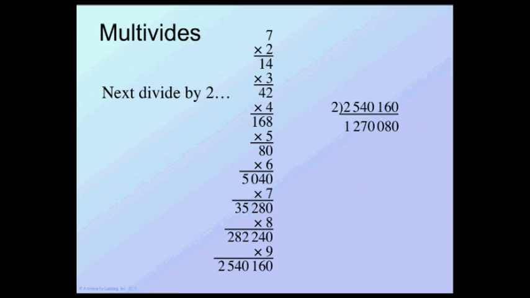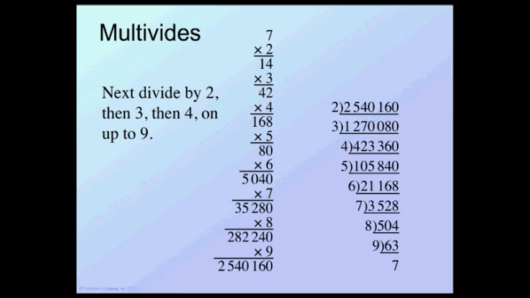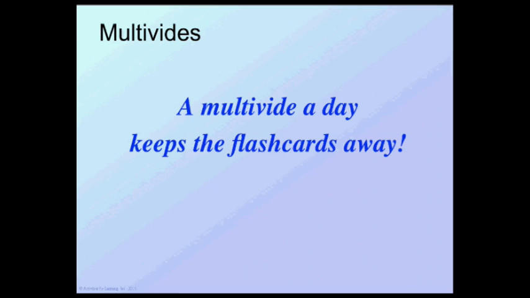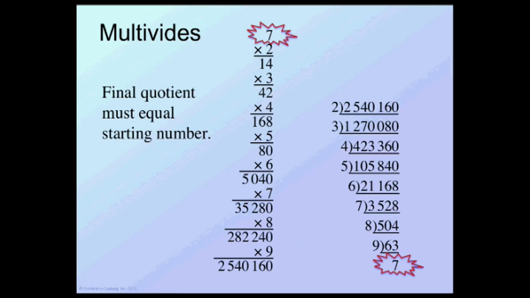And then take that answer, divide it by 3, by 4, and keep going till I get to the very end. And ideally, the final answer will be the same as my starting number, which in this case, it is. And if you don't have the same number from start to finish, then somewhere in here you've made an error. A multivide a day keeps the flashcards away. You go back and you look at this, you see how many calculations were done. Good practice here.